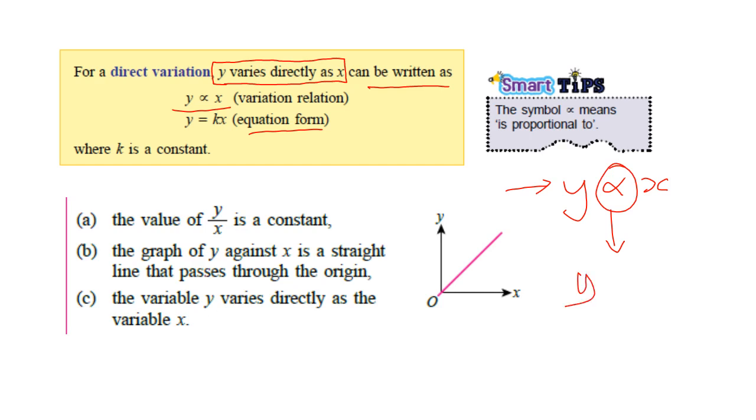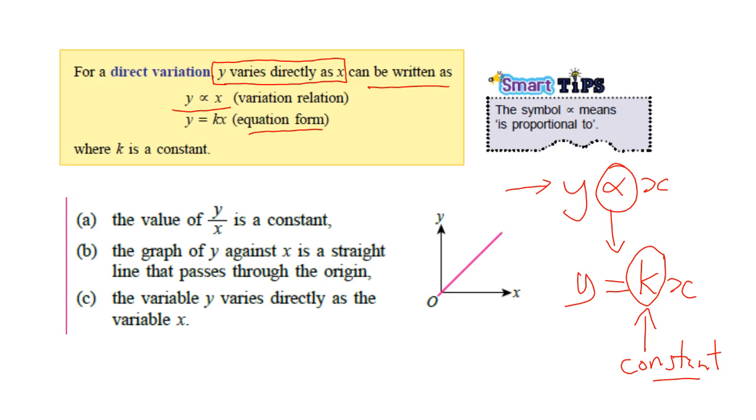You just write equal, but there is k here times x. Okay, so what is k? K is actually a constant. It's actually a constant, and k is the rate. K is the rate of the change. And you can find k. Okay, class, you can find k.